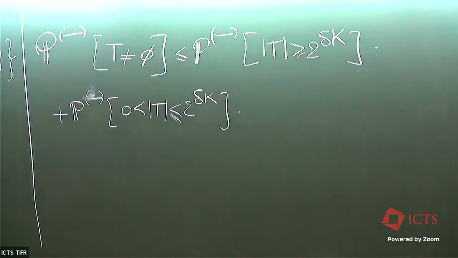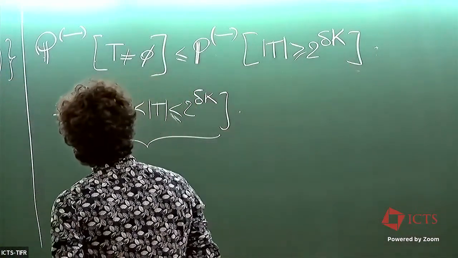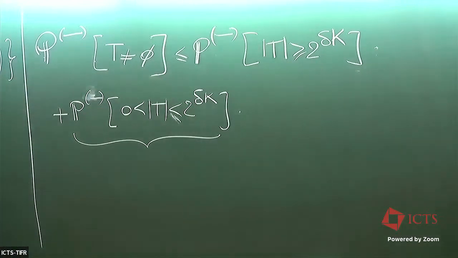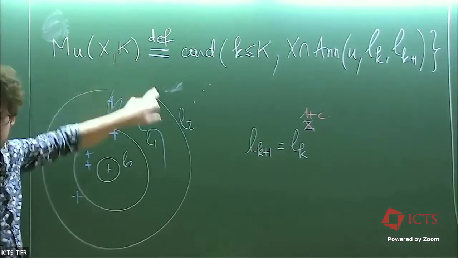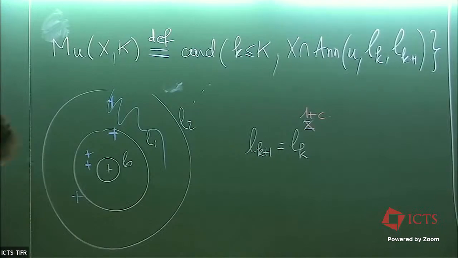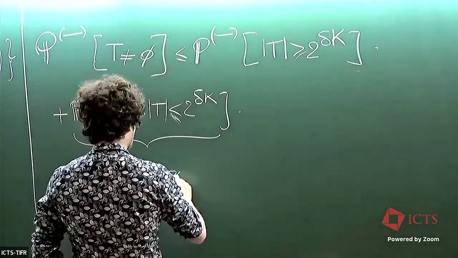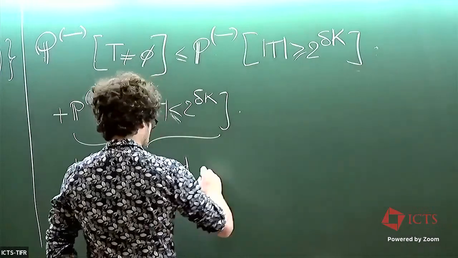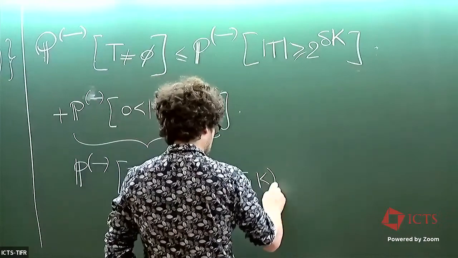And my claim is that this, and this is a cool exercise by the way, I'm claiming that if you take a set which has cardinality smaller than 2 to the delta K, then there must be a point in this set, a U in this set, such that mu(T, k) is smaller than delta K. So it's bounded by the probability that there exists U in T such that mu(T, k) is smaller than delta K.